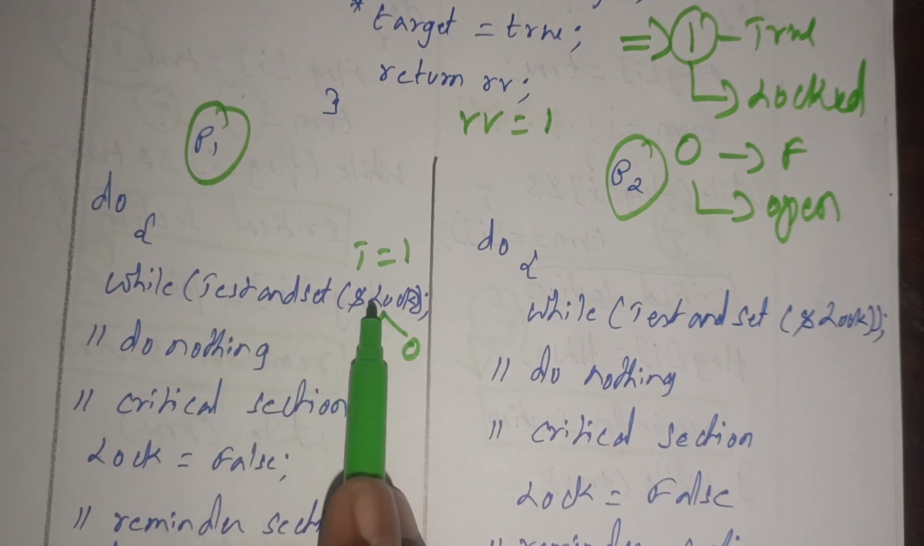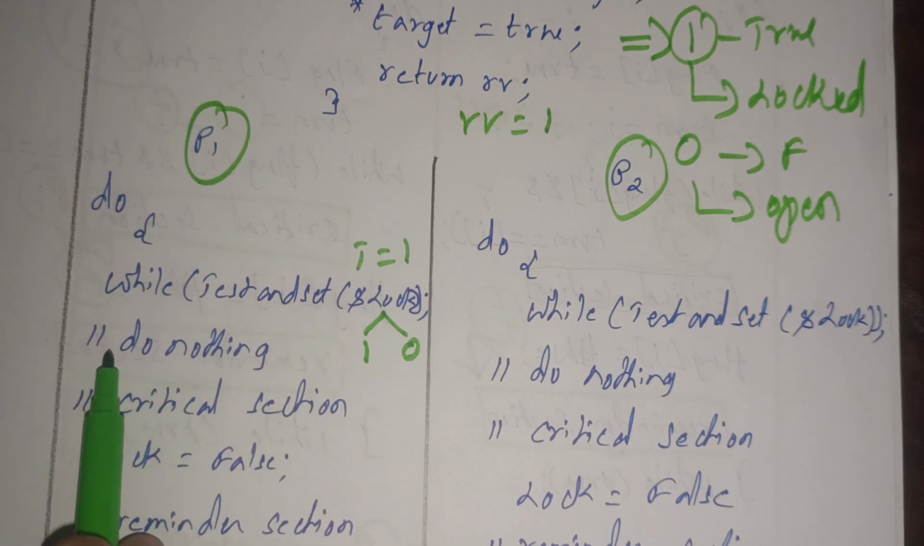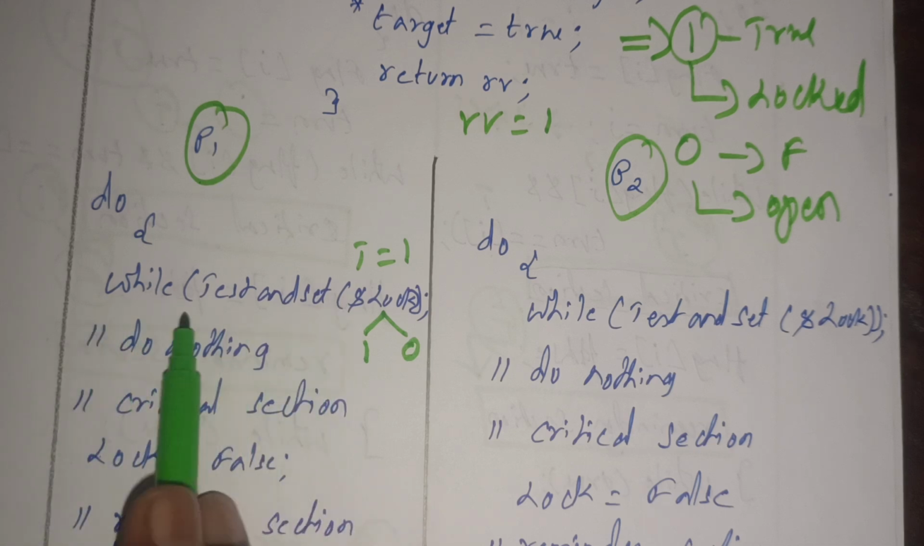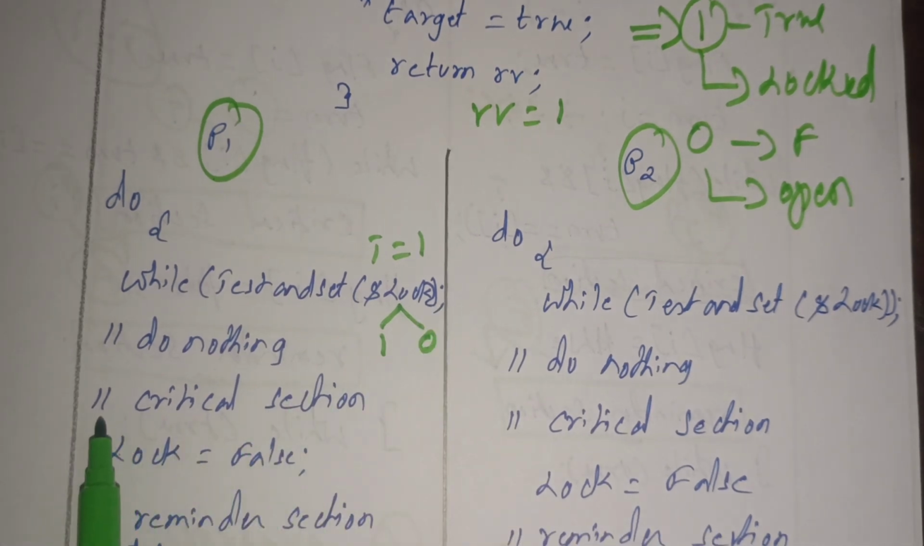Now test and set ampersand lock, initially the value is 1. So I cannot break inside. Right now I am not going to do anything. Right, the condition cannot be broken. Who is inside? P2 is inside. Say for example, now P2 is inside this critical section.